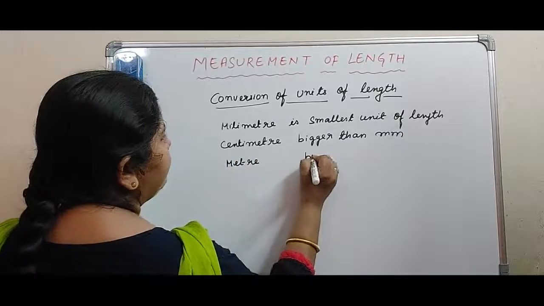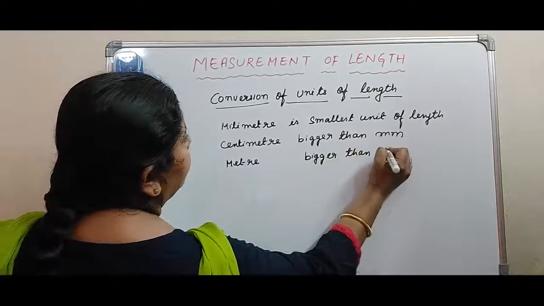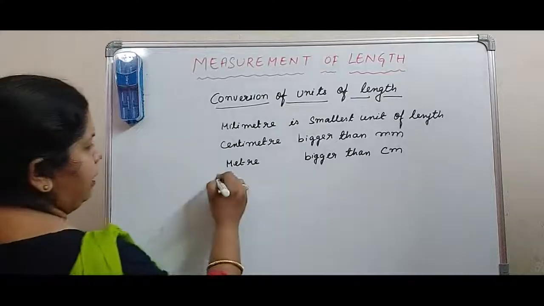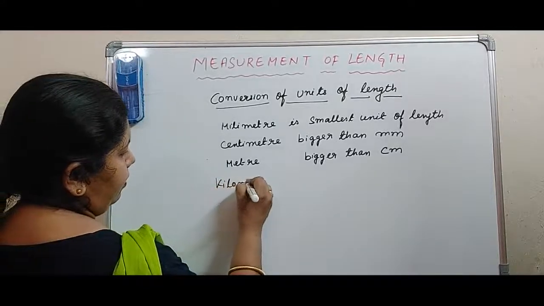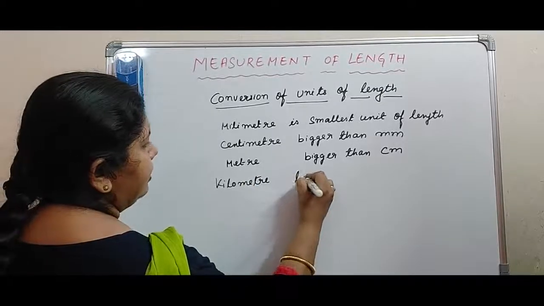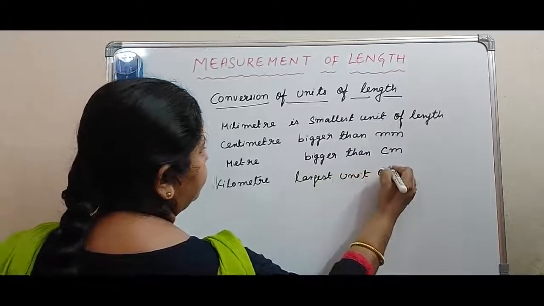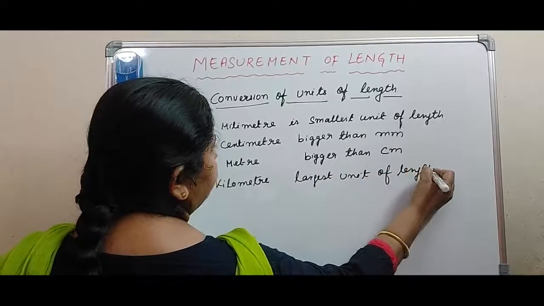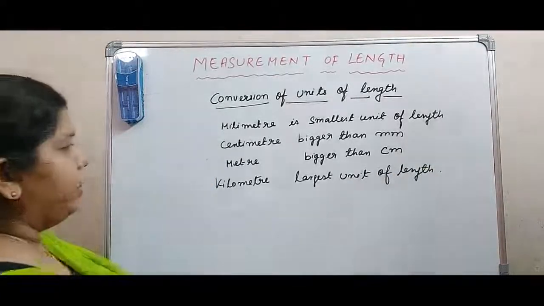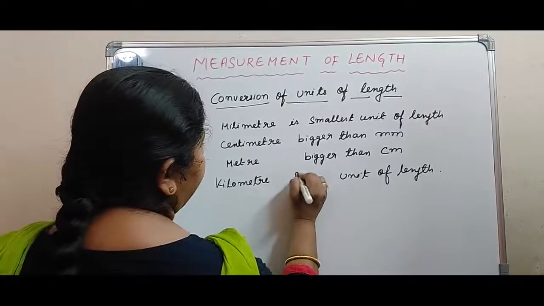Meter is bigger than centimeter. And the last one comes kilometer, which is the largest unit of length. Or I can say biggest unit of length.